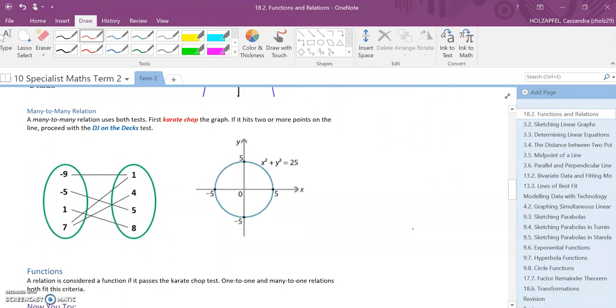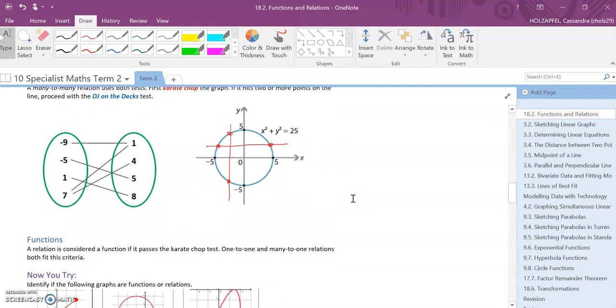All right, the last kind is the many-to-many relation. If you do a karate chop and a DJ on the decks, you can see that this is going to cross both of the lines at the same time. So there are many values that will lead to many values. An example of this is generally like a circle function or an oval function or something like that. These ones aren't too common. I shouldn't call it a function because it's not a function.